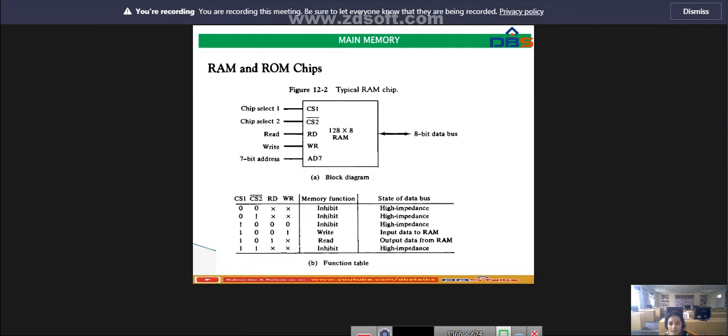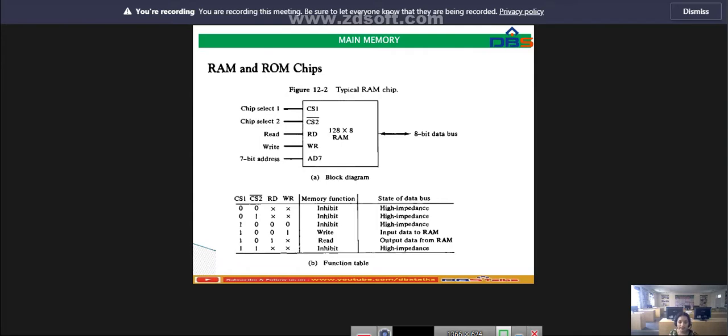The capacity of the memory is 128 words of 8 bits. In the middle of the diagram you see I have a 128 x 8 RAM. So that is called the capacity of the memory: 128 words of 8 bits, so 1 byte per word. This requires a 7-bit address and an 8-bit bidirectional data bus.